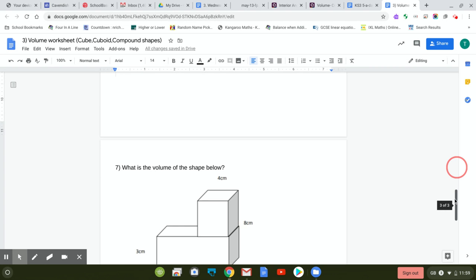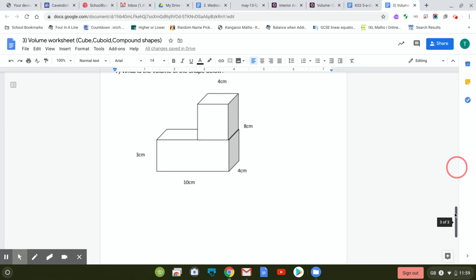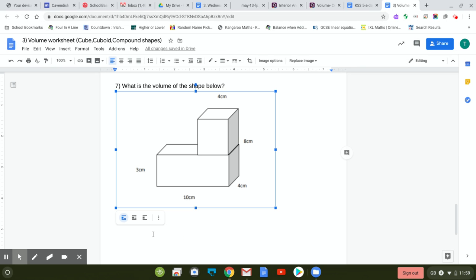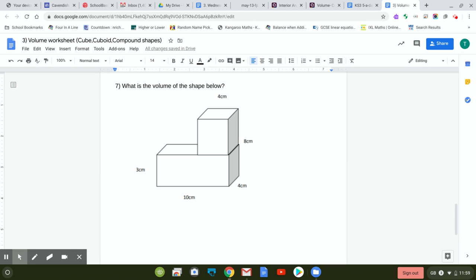And the last one, I think just a couple of people figured it out. You have two cuboids, one on top of another. If you look at the one on the bottom, I can write down here. The one on the bottom has got a length of 10 times 4 times 3. So the volume of that one on the bottom is 10 times 4 times 3, which is 120 centimeters cubed.